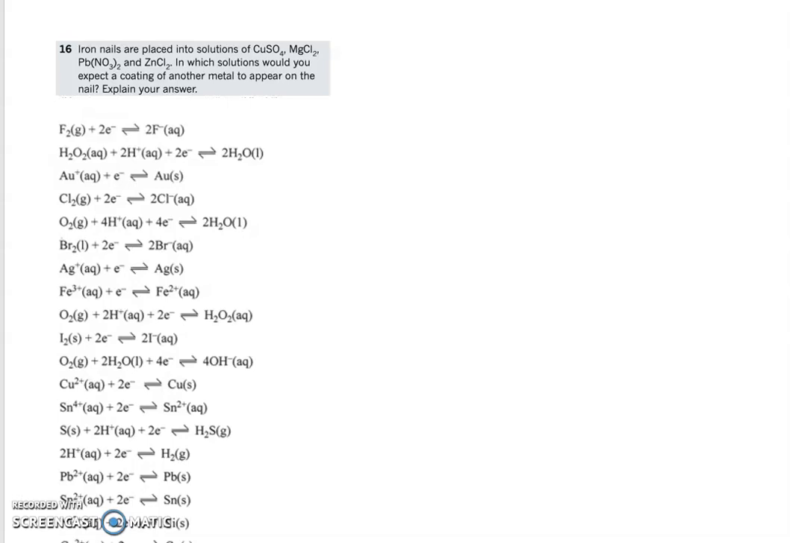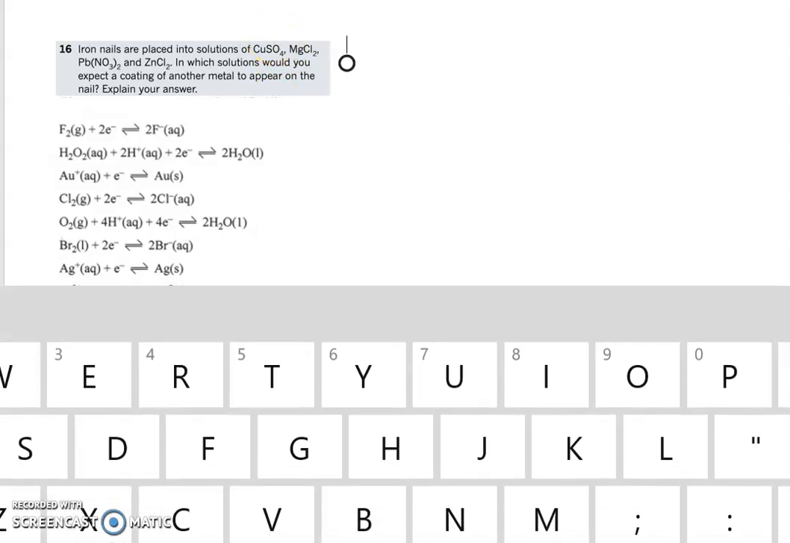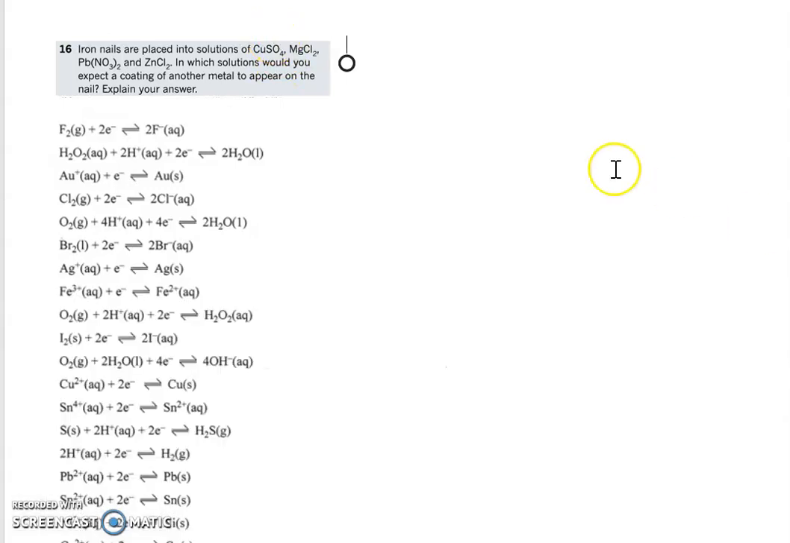All right, so this question: iron nails placed in solutions of copper sulfate, magnesium chloride, lead nitrate, zinc chloride. In which solutions would you expect a coating of another metal to appear on the nail? Okay, so it's asking which of these ions are going to be reduced to their metal if an iron nail is placed in the solution.